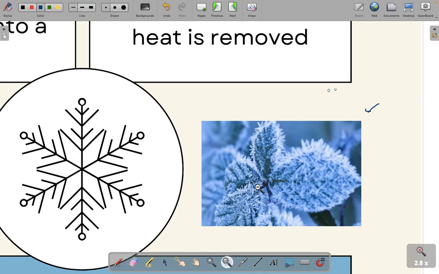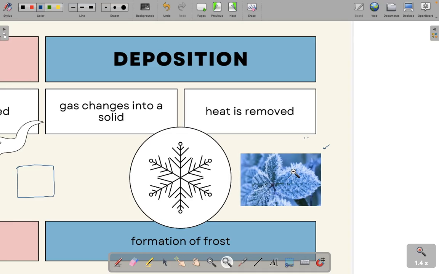Okay. So this is an example wherein gas is directly converted to a solid, which is known as deposition. Frost is an example of deposition. What happens in frost? You have water vapor from the atmosphere. Because of the extreme cold temperature, it does not get converted to liquid, it directly gets converted to solid state or ice. Okay, so this is deposition.